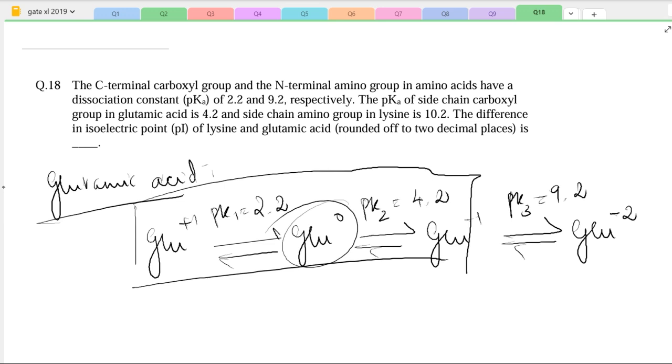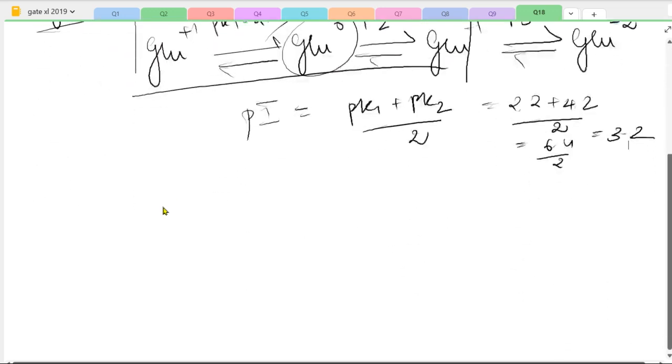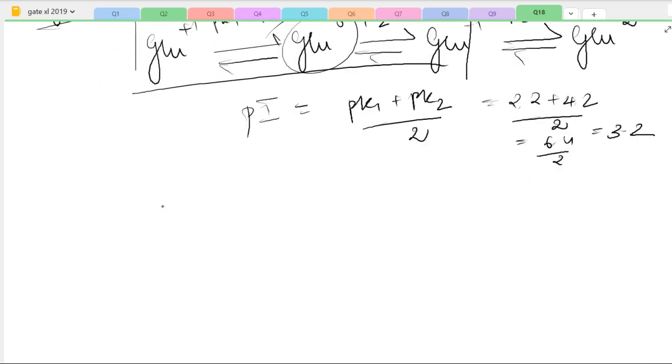So that gives you the isoelectric point here because it's the pH at which the amino acid is electrically neutral. So here the pI would be equal to (pK1 + pK2) divided by 2, which is (2.2 + 4.2) divided by 2, which is 6.4 divided by 2, which is 3.2. So let's keep it here.